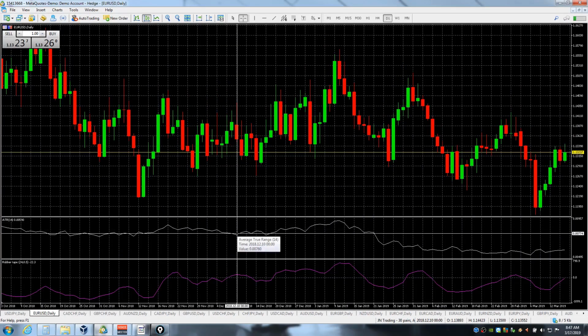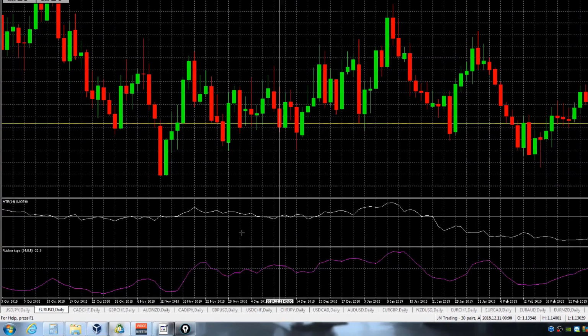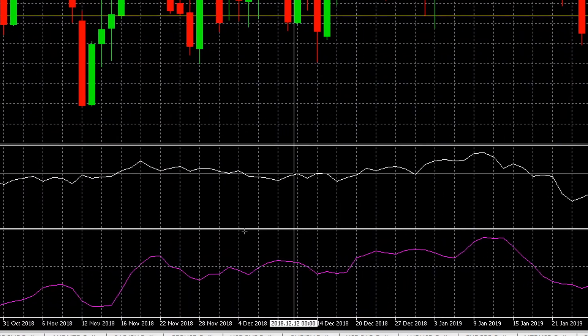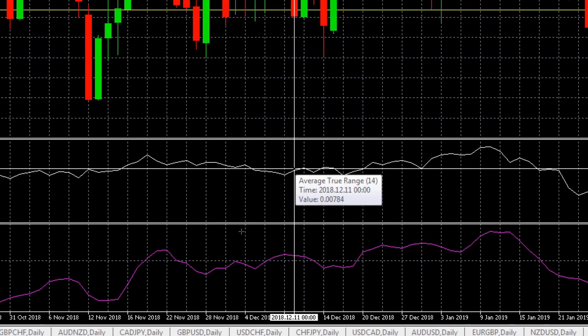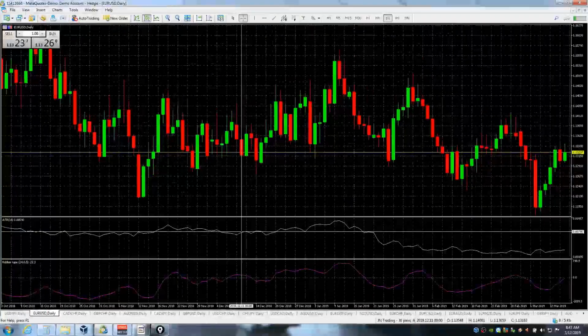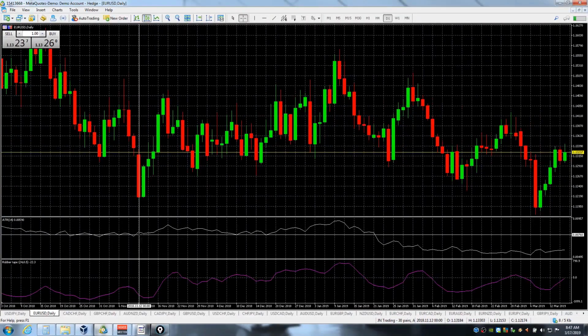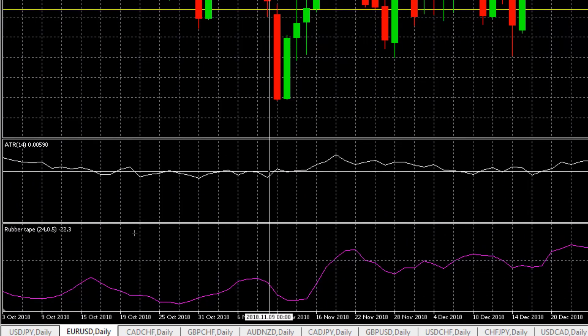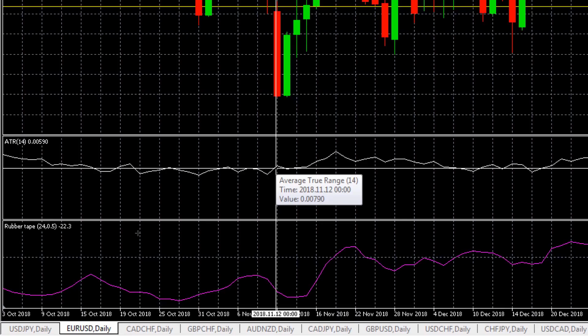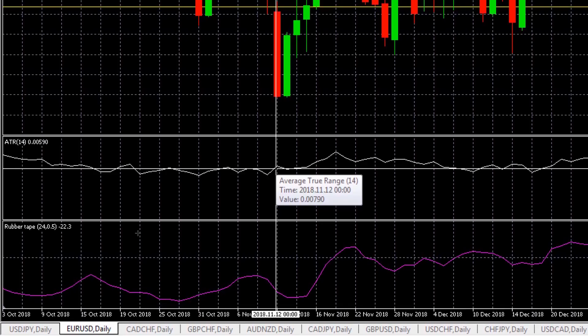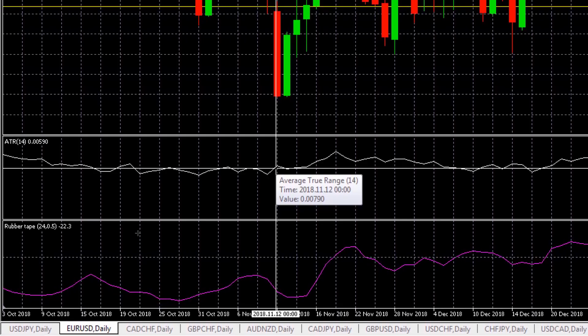So let's look at this candlestick here. So it's 0.00784. So it's 78 pips, right? Okay, let's go look at this big red candlestick here. 0.0079, so 79 pips. All right.